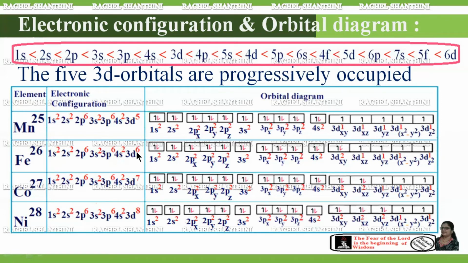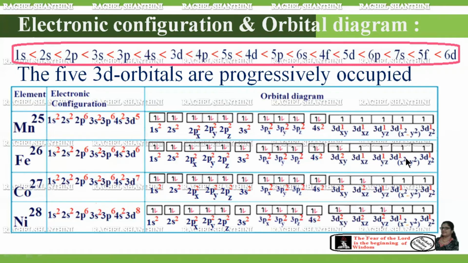6 electrons. So according to Hund's rule of maximum multiplicity, the first electron will occupy 3dxy. The second electron won't pair up now. It will occupy 3dxz. The third electron will occupy 3dyz. The fourth electron will occupy 3dx square minus y square. The fifth electron will occupy 3dz square.